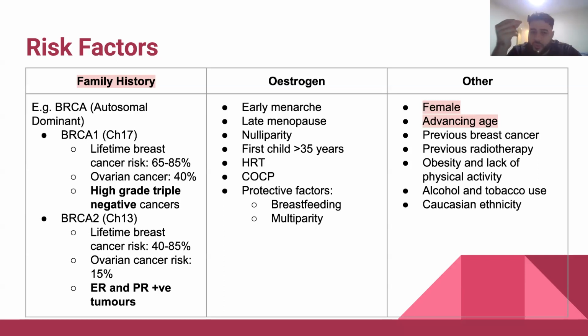And as mentioned before, by Zenel and by Shivani, hormonal replacement therapy and COCP are also risk factors for breast cancer. And conversely, the protective factors are things that are kind of countering excessive ovulation cycles. So things like breastfeeding and multiparity are sort of self-explanatory because they reduce the amount of ovulatory cycles, which reduces your risk.